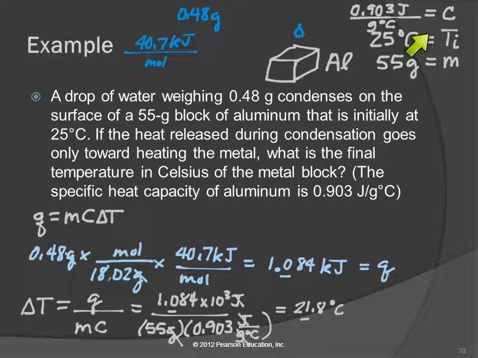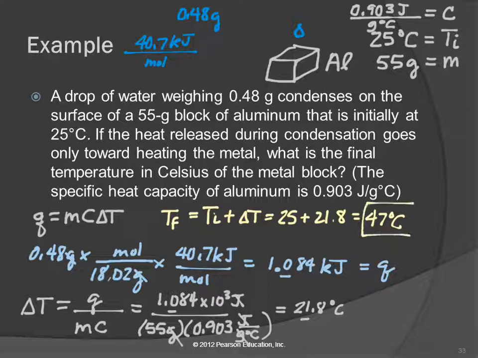So I know the initial temperature, and this is the temperature change. Is the temperature change positive or negative? Positive, meaning it's going up, right? So final temperature is going to equal the initial temperature plus the change in temperature. It's 25 plus 21.8, which gives us, what, 47 degrees Celsius. Any questions?